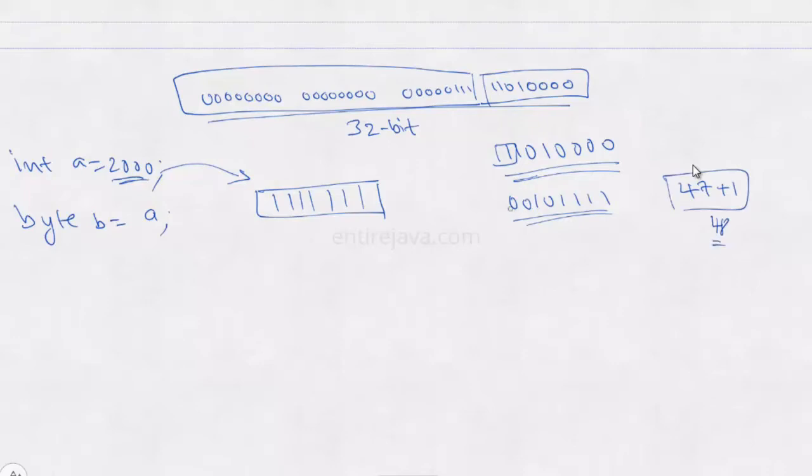And in Java, all the integer types are signed. So since we have 1 here, which means negative sign, minus, it will treat this number as a negative number, and hence we got the output as 48.